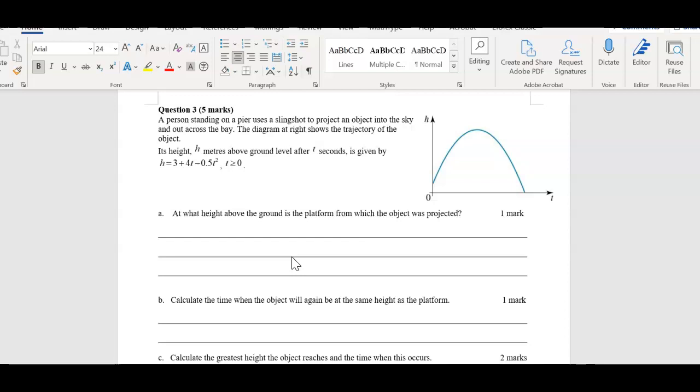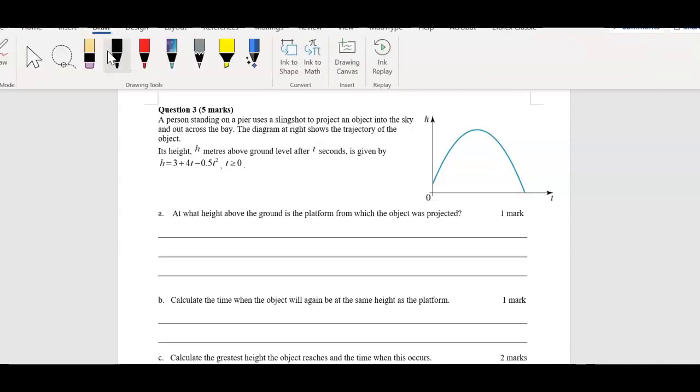Alright, a person standing on a pier. Let's just draw this person standing on the pier. So they're here. And here's a person. They use a slingshot to project an object into the sky and out across the bay. The diagram at right shows the trajectory of the object. So the object is going to splash into the bay. Its height, h meters above the ground, you can see h here on our y-axis, after t seconds, on our x-axis, is given by this rule.